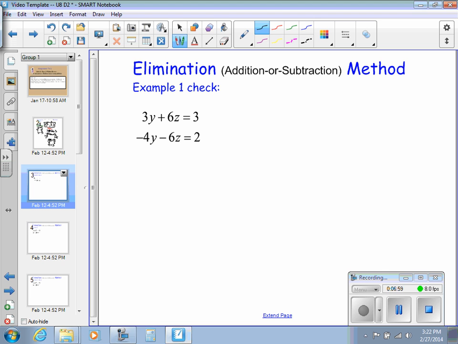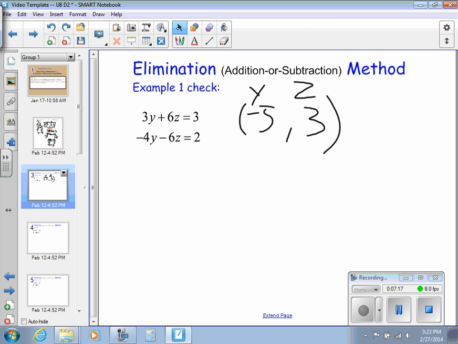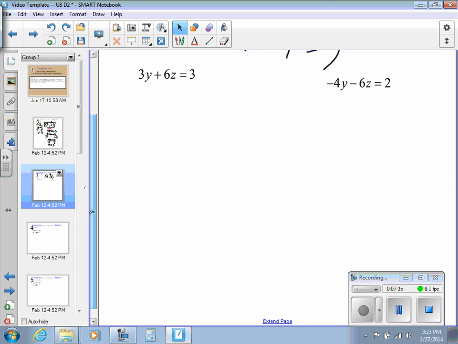I'm going to come over here. I'm going to write my negative 5 comma 3. And again, this was y and this was z. And I'm going to substitute. So I'm going to take one equation on either side and take care of doing my substituting. So let's start over here. Okay, let's lengthen the page a little bit.